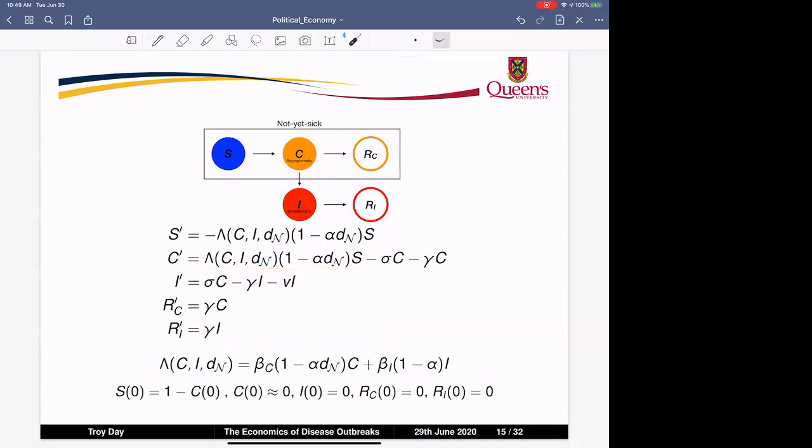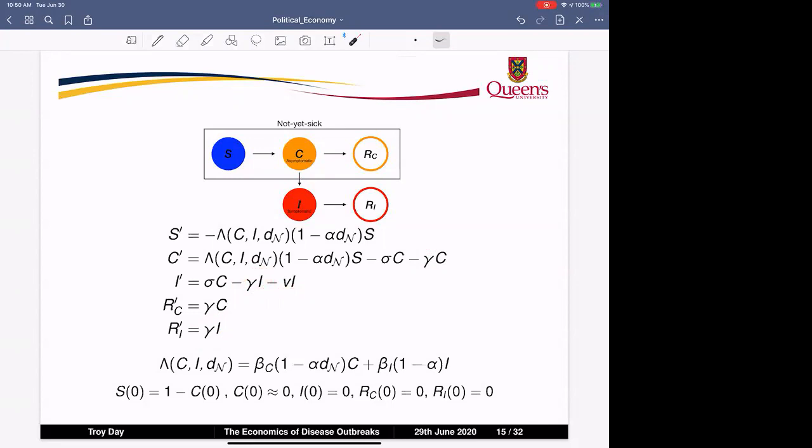All those new infections get thrown into the C class here, and then individuals in that carriage class can develop symptoms at a rate sigma, in which case they end up there, or they can recover at a rate gamma, in which case they end up there. The individuals that flow into the I class can recover at a rate gamma. For simplicity, it's assumed to be the same, but we can talk about the relevance of that too. And they end up here. And then there are individuals that die from the I class and they leave the system.